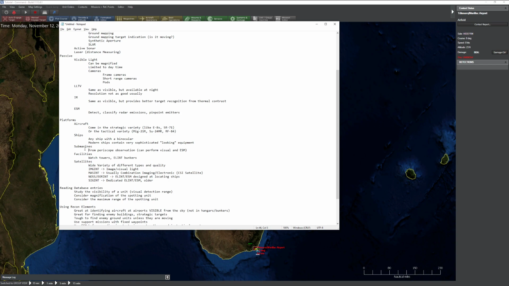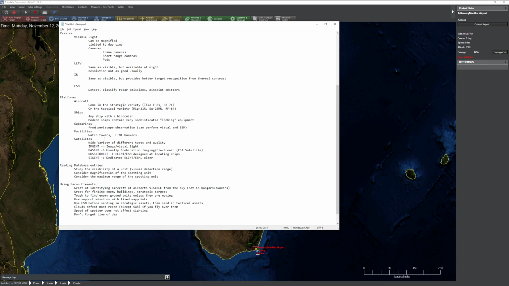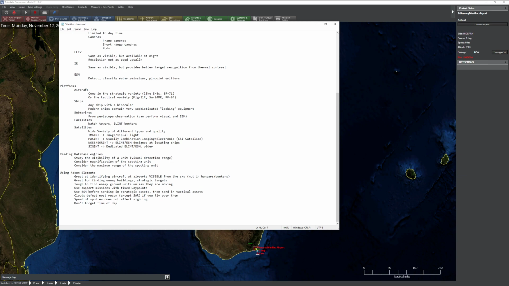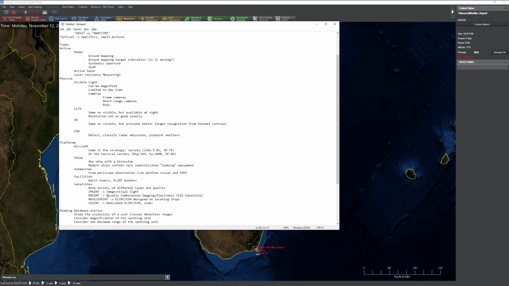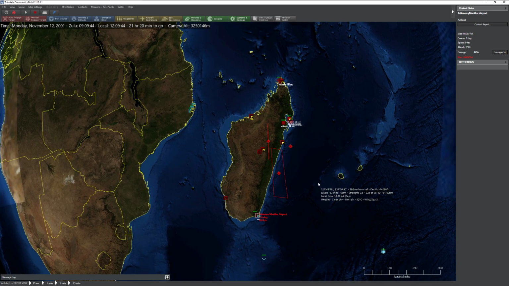Platform: submarines, modern ones, can do ESM and visual. There are electronic intelligence bunkers, and the satellites, I think we covered that. Oh, by the way, land cover matters. If you're looking for something in the desert, it's easy. If you're looking for something in the jungle, it's hard. Let's see here. ESM, clouds, defeat recon, speed. Don't forget what time of day it is. Yeah, I think we did a good job. All right, hopefully this is informative. This is basically in response to somebody's question about reconnaissance assets.